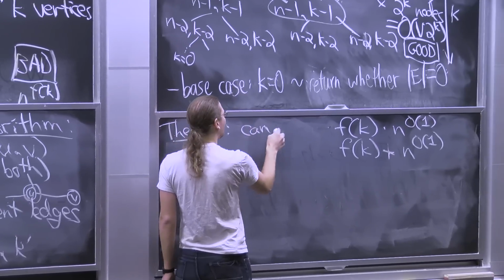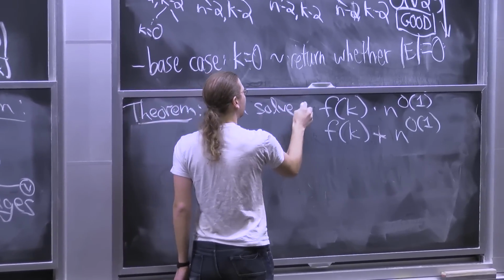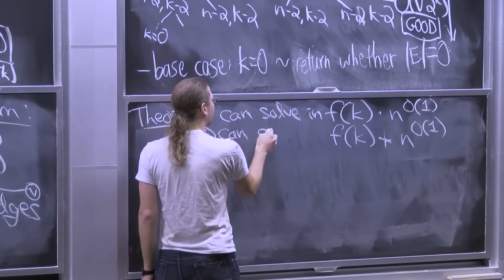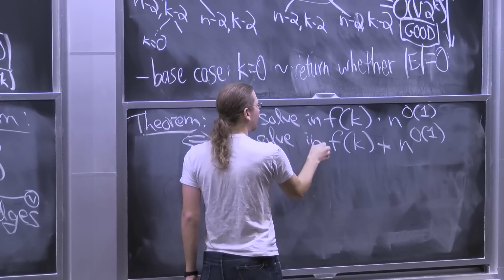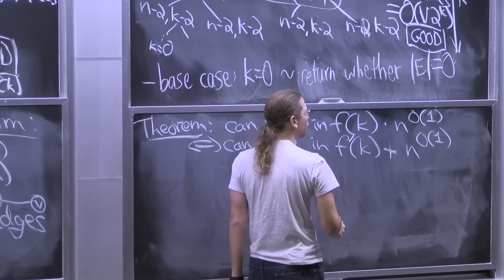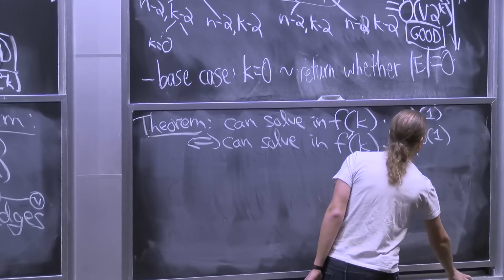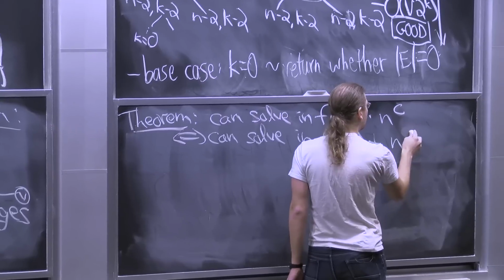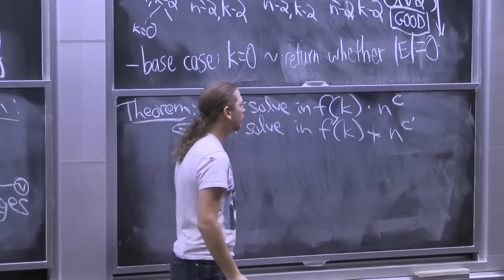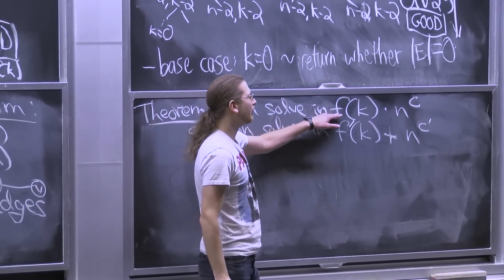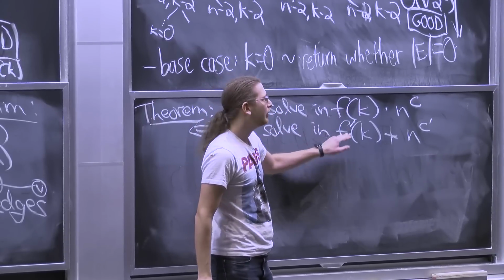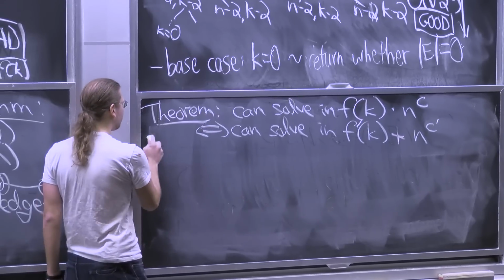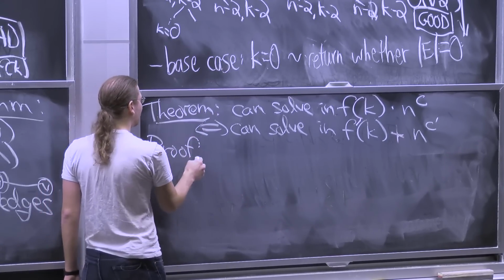You can solve a problem in this kind of time if and only if you can solve the problem in this kind of time. So that, of course, f is going to change. And why don't I label these constants? So we have c up here and some c prime up here. But you can solve a problem in this multiplicative time if and only if you can solve it in an additive time with a different function and a different constant. This is actually really easy to prove. The longer you think about it, the more obvious it will be.